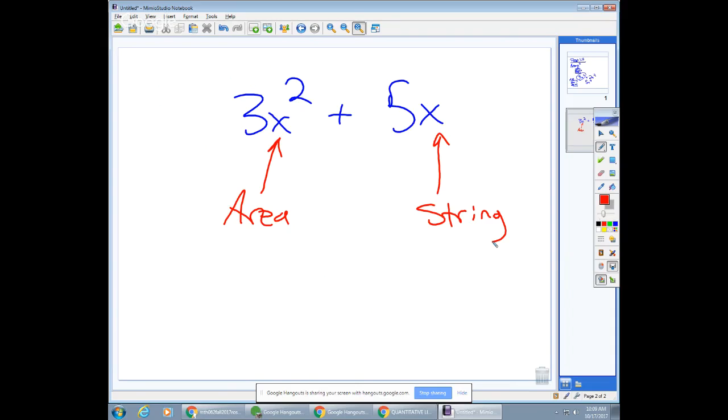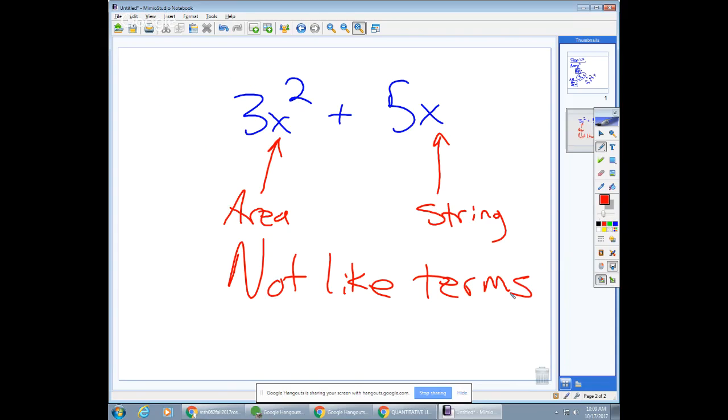It's like a piece of string. What happens if you add a floor tile to a piece of string? What do you get? You get a floor tile and a piece of string, right? You can't do anything with that. You can put them together and say, here's a floor tile and a piece of string, but you can't simplify it algebraically. So these guys are not alike. They're not like terms.